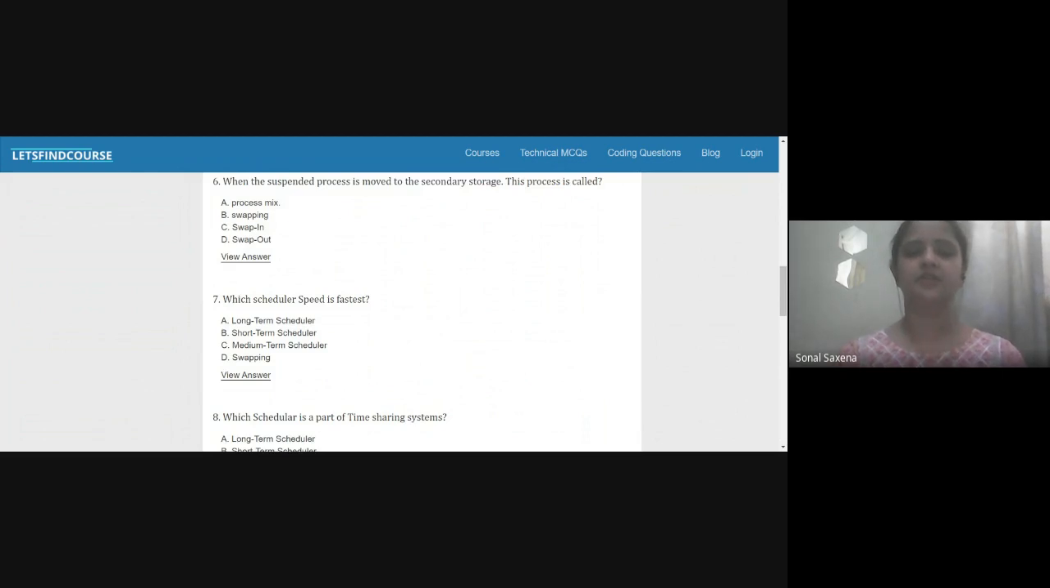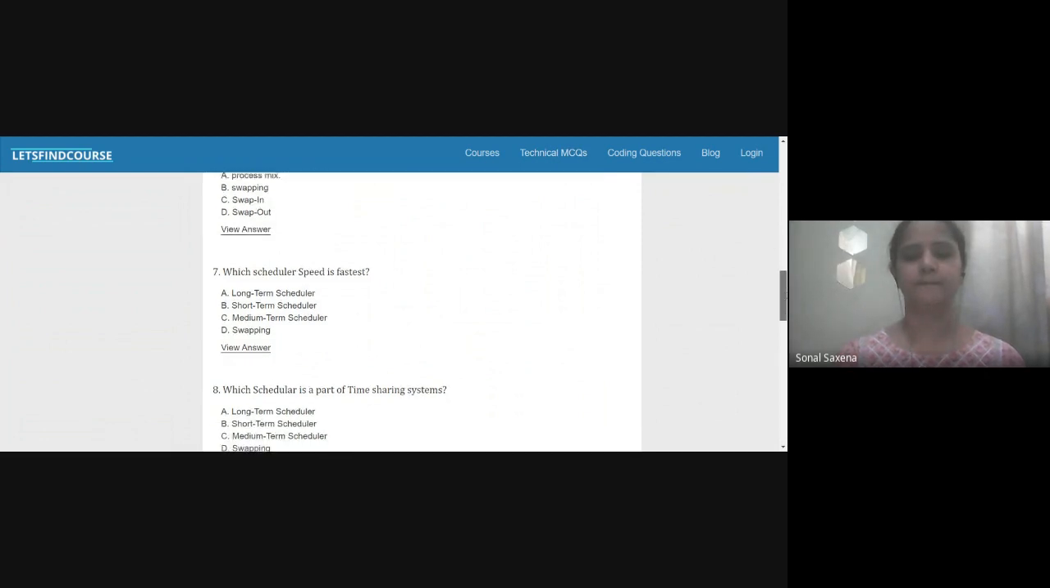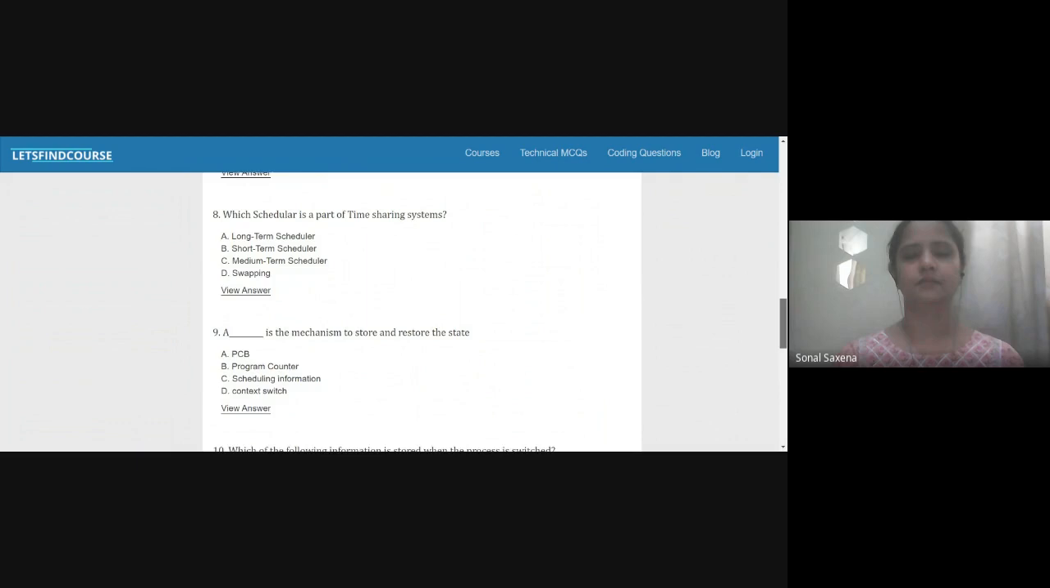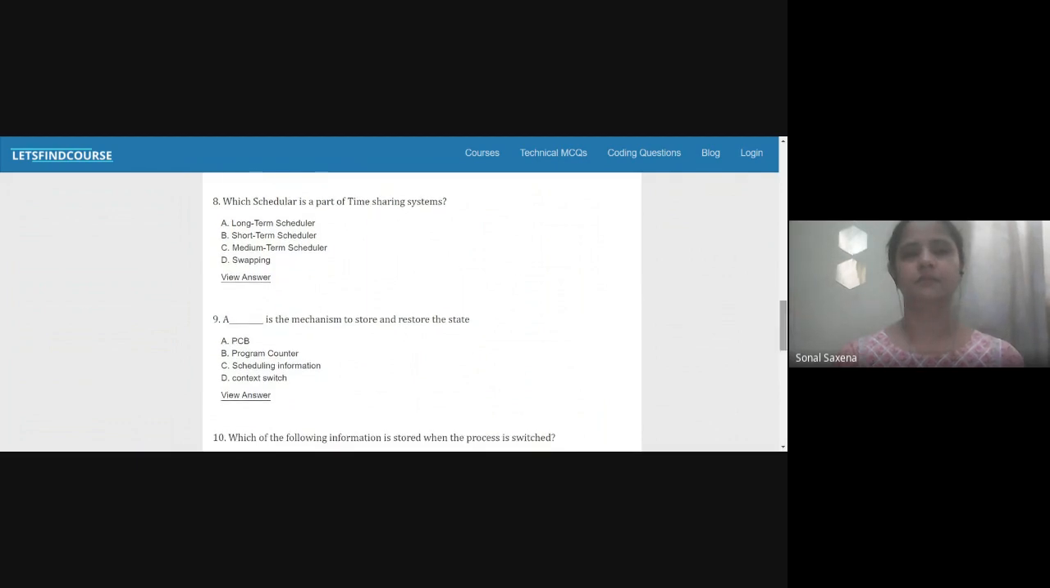Now, the next one is which scheduler is the fastest? Is it long term, short term, medium term, or the swapping part? I think you are able to answer it. Now the next question is which scheduler is a part of a time sharing system? Is it long term, short term, medium term scheduler, or swapping? Obviously, swapping is not the part. Then which part helps in the time sharing system? You are able to answer it, I hope.